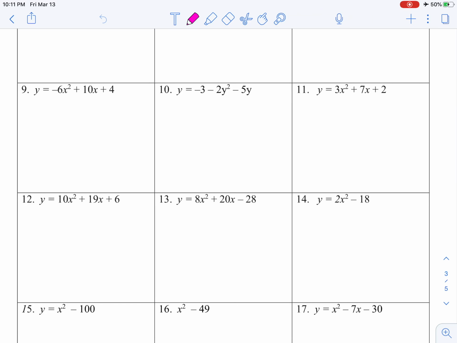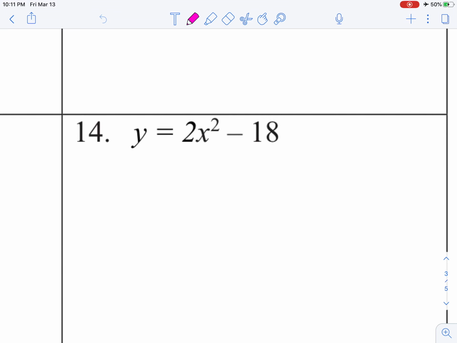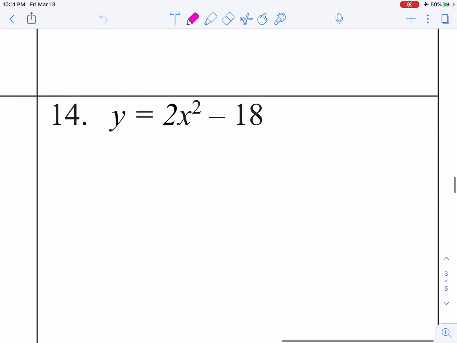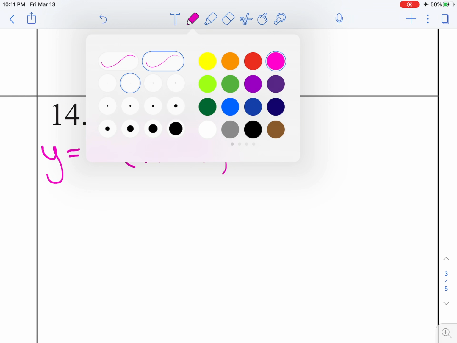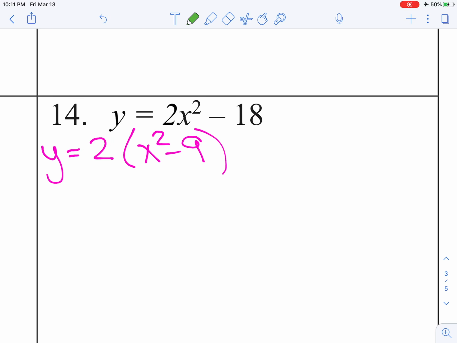Now I want to go to number 14. We don't necessarily need to do 12 and 13, but let's do 14. What do they have in common? Oh, they have a GCF. So I'm going to take out my 2 first, and then I get this. And some of you are going to say, oh, I can't do that. It doesn't make sense. There's not a third term. Well, it could also be written like this.